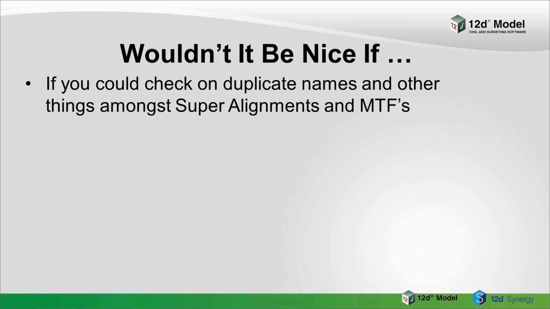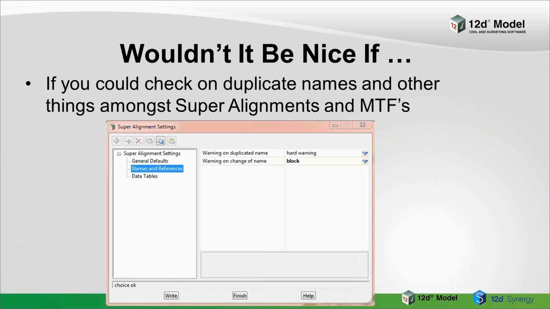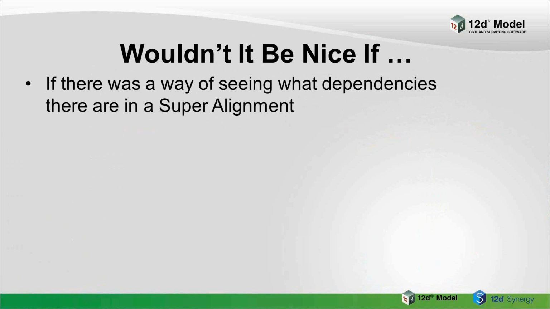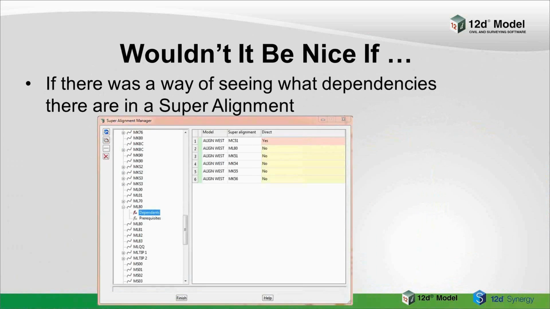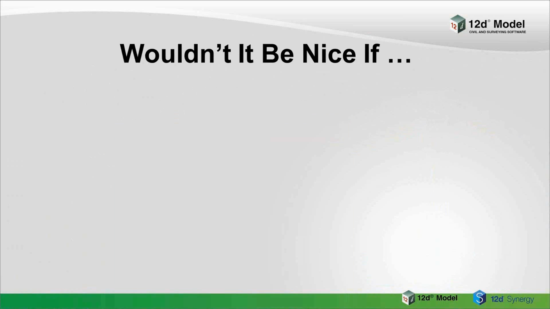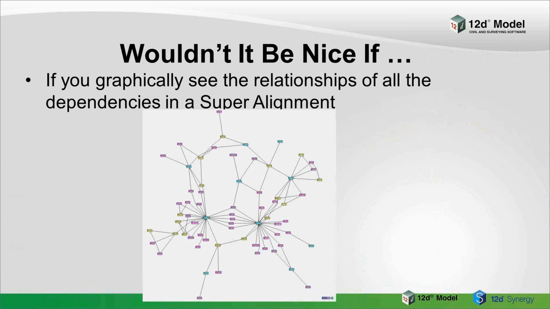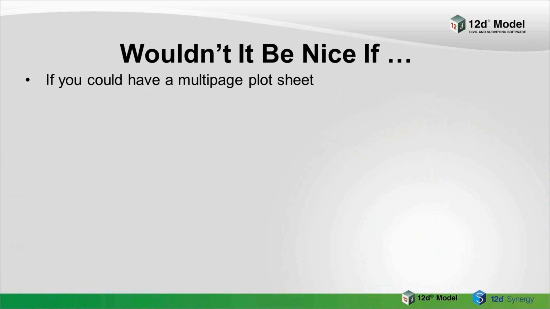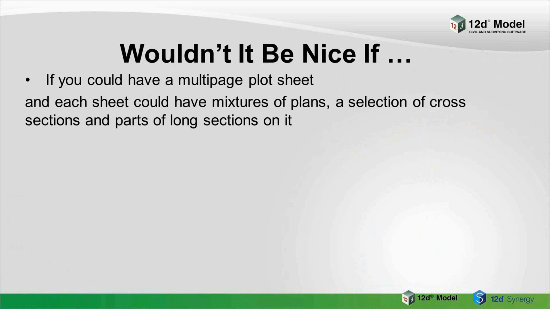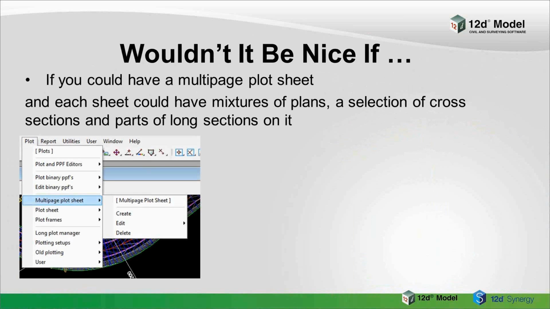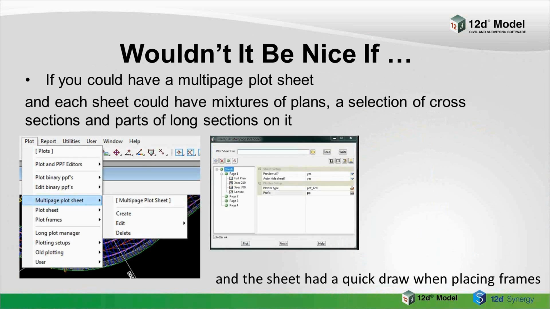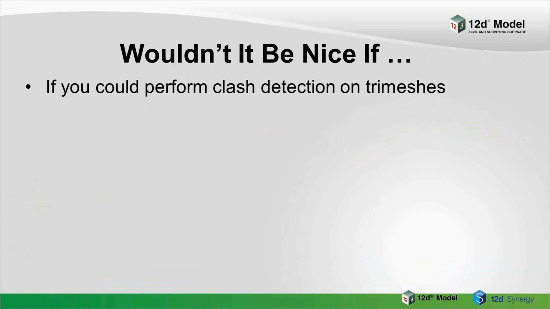And would it be nice if you could check for duplicate names and other things amongst your super alignments and MTFs? It'd be very nice if you could see the dependencies that you have for a super alignment. So what does it depend on and what depends on it? And it'd be even nicer if you could see that as a graphical relationship of all the dependencies. And it'd be great to have a multi-page plot sheet, so each sheet could have a mixture of plans, a selection of cross sections, and any parts of long sections on it. And it'd be nice to see a quick draw of what you're doing when you're placing the frames on that sheet.